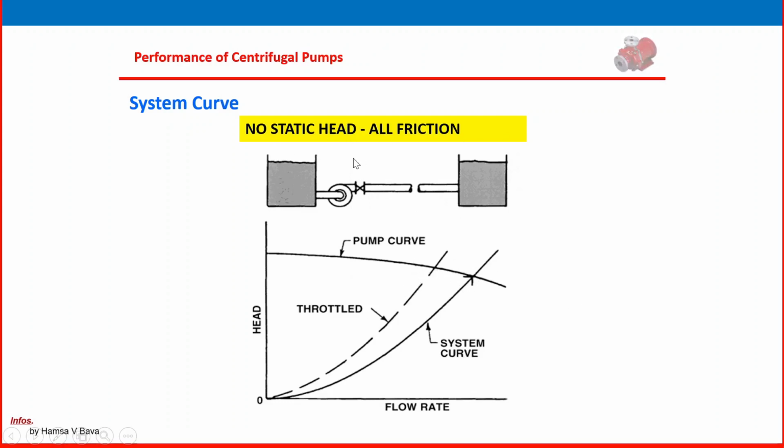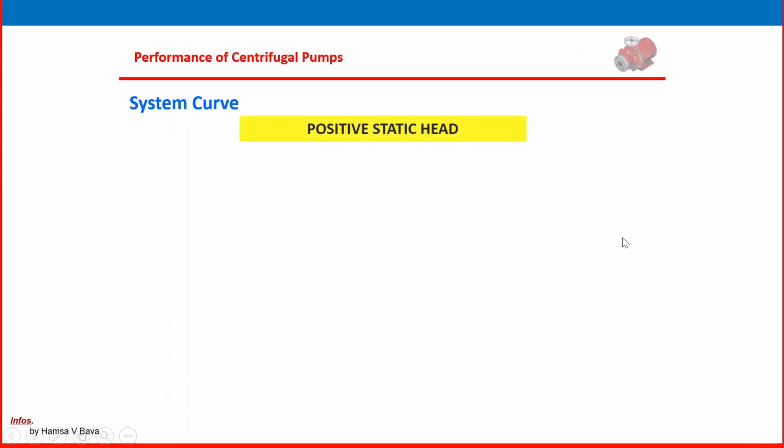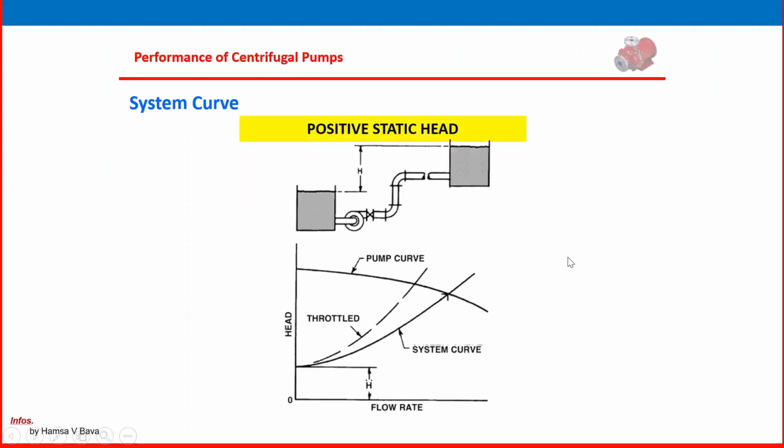See how this changes when the static head attains a positive value. It is a positive head, H, attained here. In that case the flow rate is slightly increasing with the head. It is starting not from zero but from the higher side, and the rest is all the same. Now this is the positive static head, with the system curve and operating curve plotted.